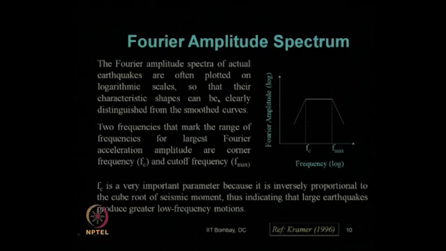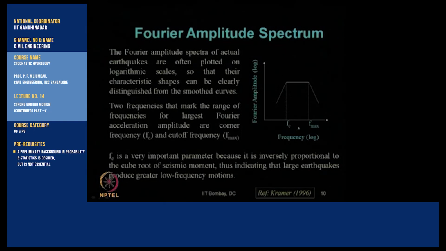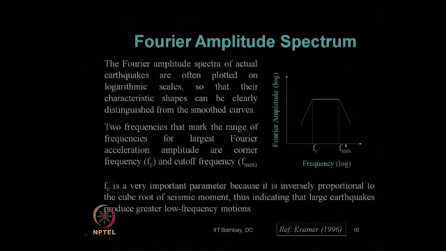This is a typical plot of Fourier amplitude spectra, with Fourier amplitude in log scale on the y axis and frequency in log scale on the x axis. There we have found the definition of the corner frequency and the cutoff frequency. The corner frequency is the minimum value of the frequency at which the maximum amplitude of the Fourier displacement or acceleration, whatever you take as a response, starts, and the cutoff frequency is the maximum frequency up to which it will continue.